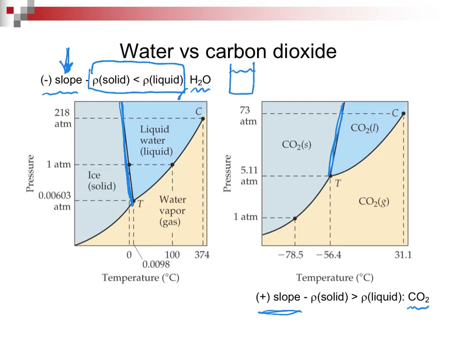Think about when you have some iced tea. The ice is floating at the top. That's because the density of ice is less than the density of liquid water. Well, with CO2, normally I do a demo. Can't do a demo in my house, don't have any CO2. But if you were to do CO2, what would happen is the chunks of CO2 would sit in the bottom of the CO2. So when a scientist sees a graph with a positive slope, they know the density of the solid is greater than the density of the liquid.